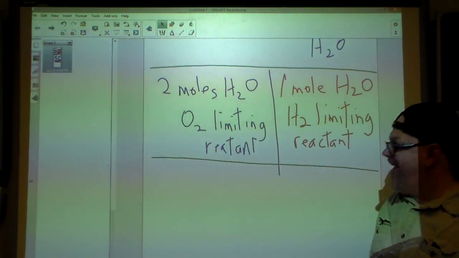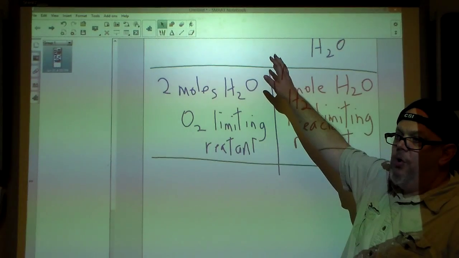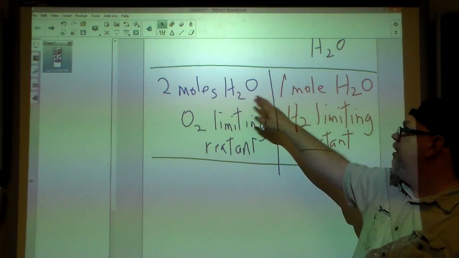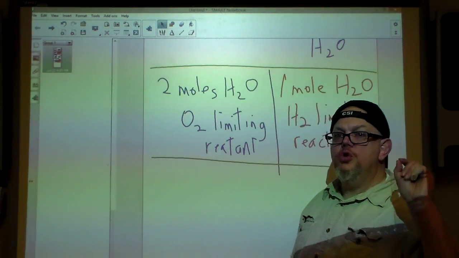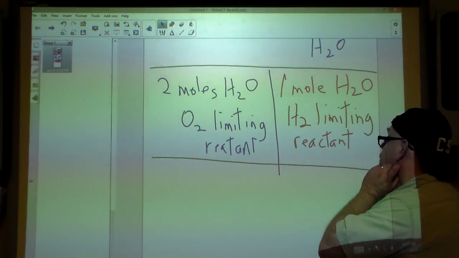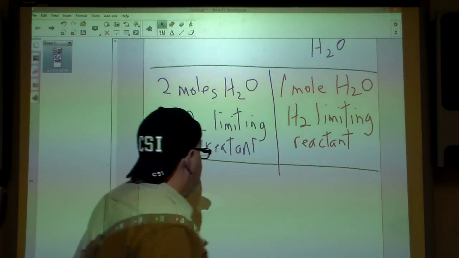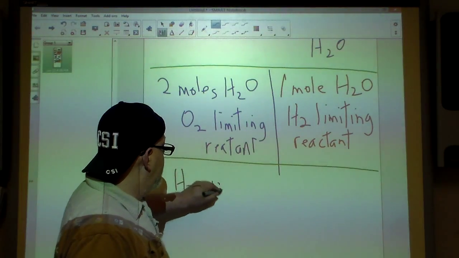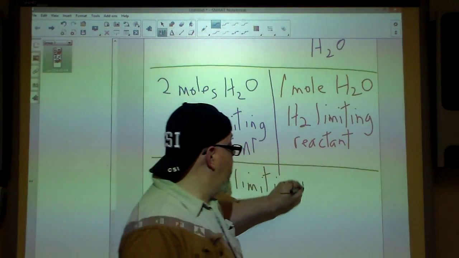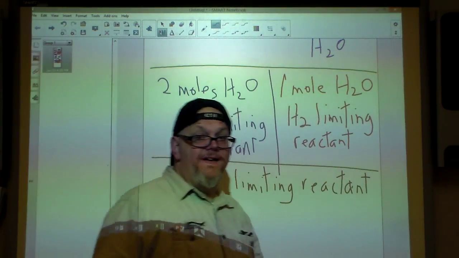Is there any other way to calculate what's a limiting reactant based off of what we looked at before, the equation and the number of grams? No. You've got to work it all the way out until you find out how much product you make. So this is our final thing. Our conclusion is hydrogen is the limiting reactant, so that's going to run out first.